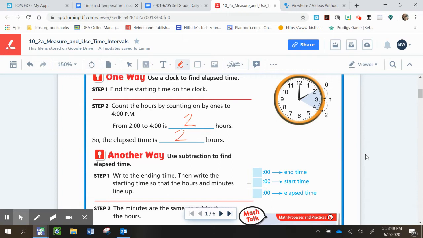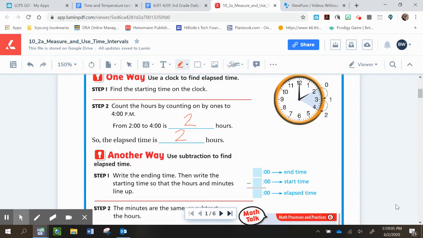Another way is to use subtraction to find elapsed time. This only works when you're finding hours. So next year when you get into 4th grade and you're doing elapsed time to the minute, this is not going to be the best way, but I will teach you this way just in case.